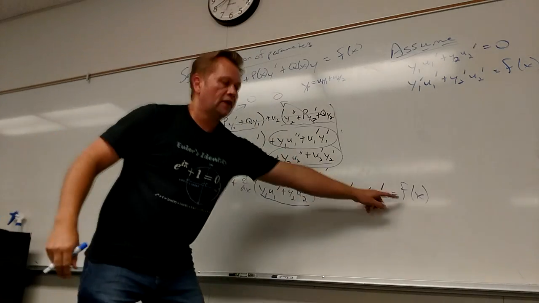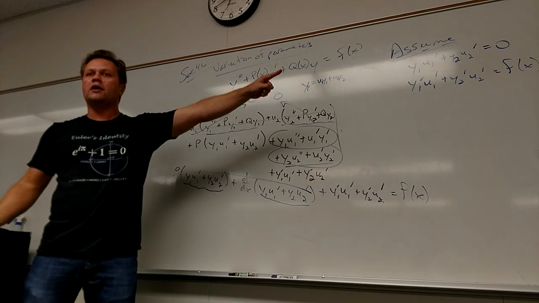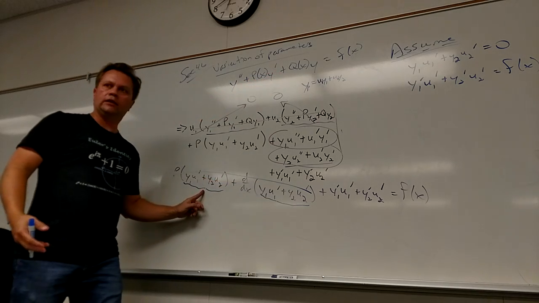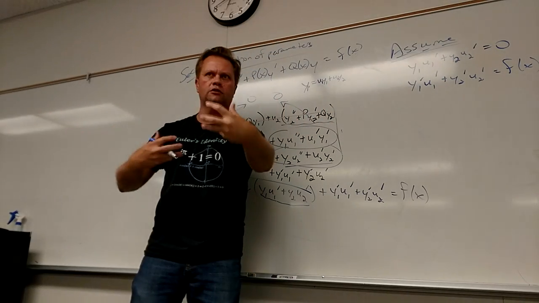Now, why does that equal f of x? Because I assume that this whole part goes to 0, right? Now, if I assume it equals 1, then I'm going to have to plug a 1 in here, and then that's going to affect what this equals. Do you see what I'm saying? There's a bit of give and take there.